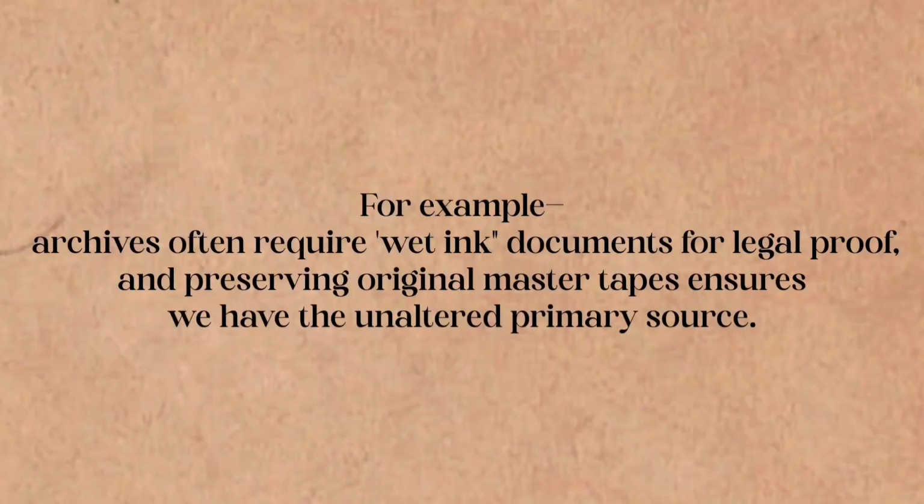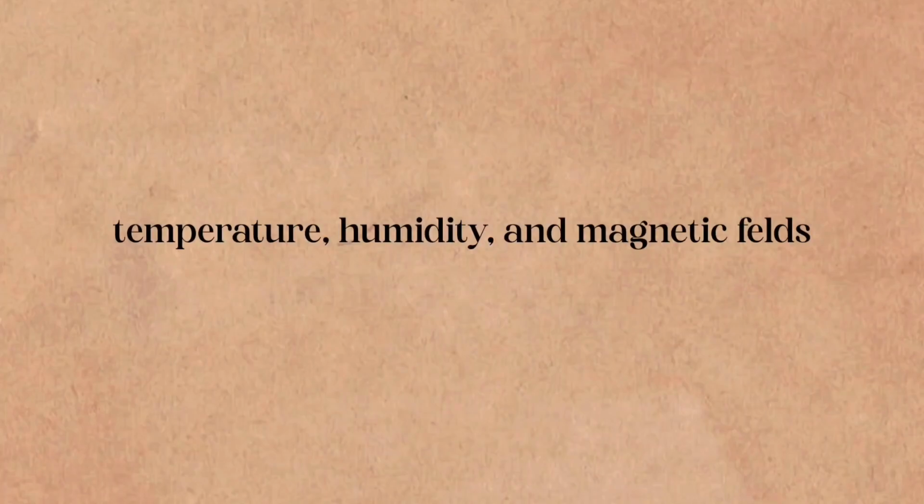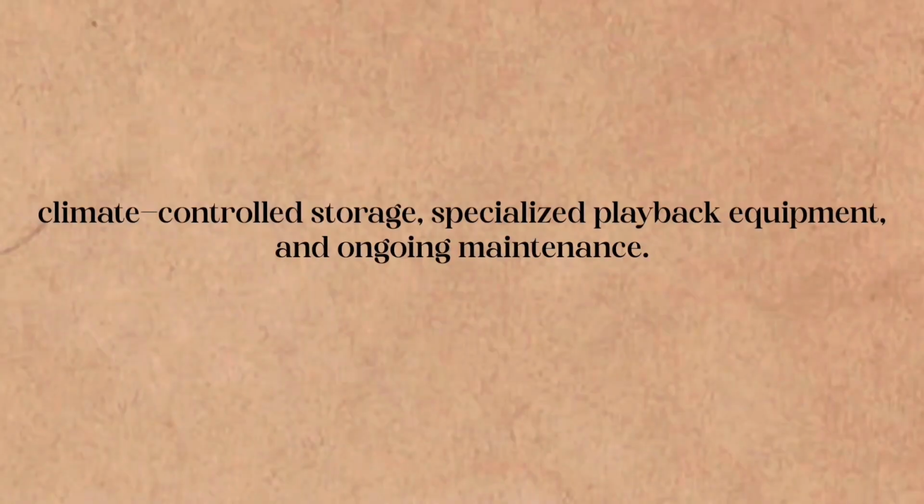In many legal and cultural contexts, any original artifact carries authority. For example, archives often require original documents for legal proof, and preserving the original master tape ensures we have the unaltered primary source. However, physical archives demand space and care. Analog media are fragile and deteriorate over time. Temperature, humidity, and magnetic fields must be controlled.